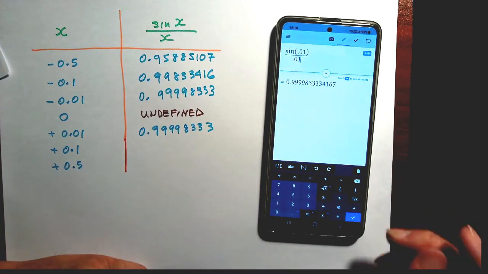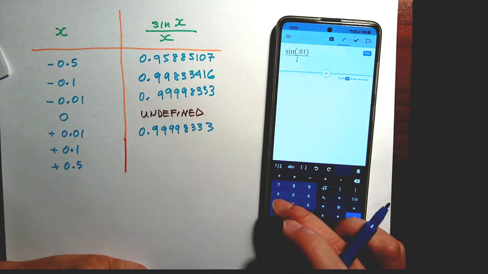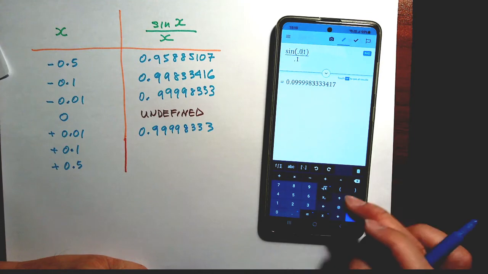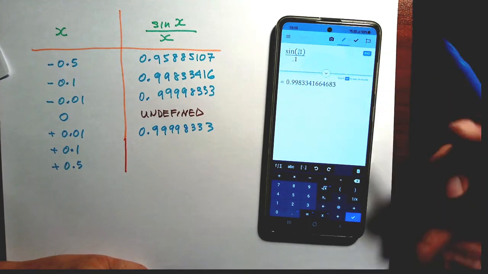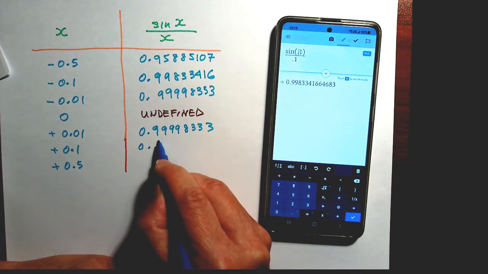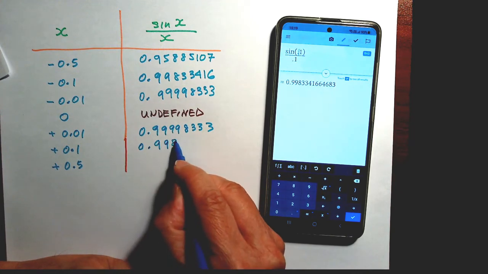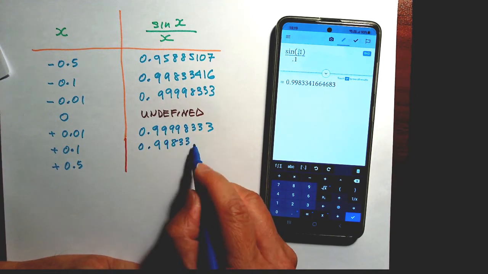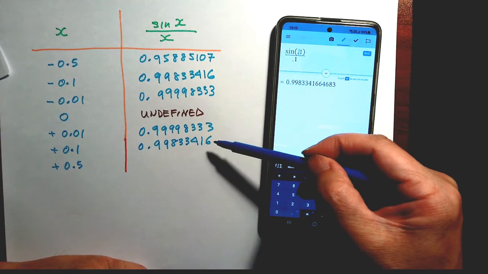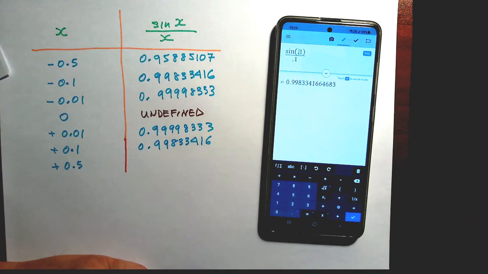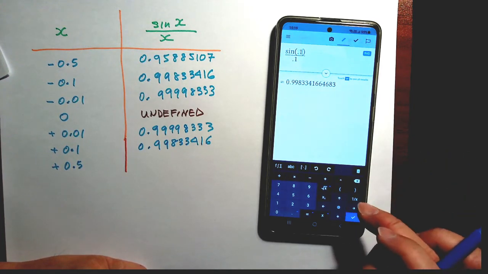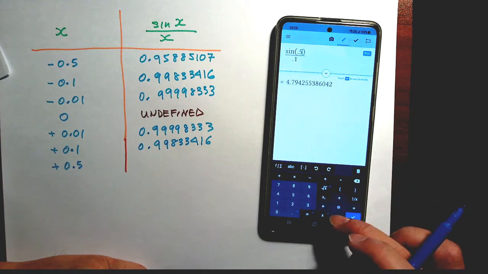So plug in 0.1. 0.998333416. What's happening? We're getting the same number. This number and this number is the same. I'll explain to you why later on. Let's finish up the last point.